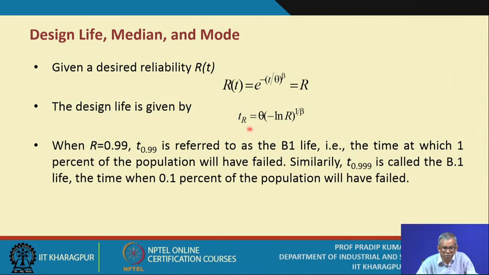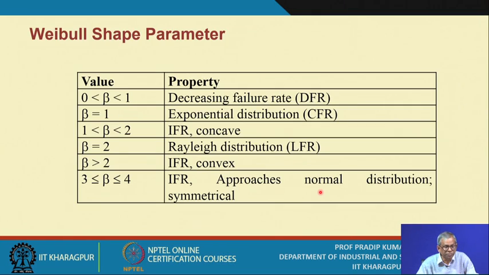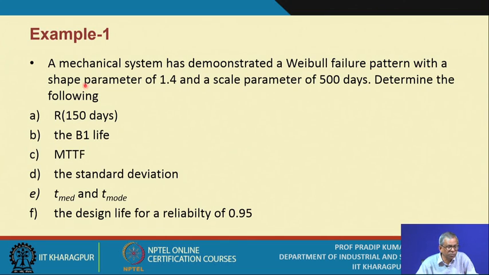The design life is given by this, and when R equals 0.99, t at 0.99 is referred to as the B1 life. That is the time at which 1% of the population will have failed. Similarly, the B0.1 life is the time when 0.1% of the population may have failed. Is it okay? This is the Weibull shape parameters table. I have already explained all these details, so please refer to this table, and then here is an example.